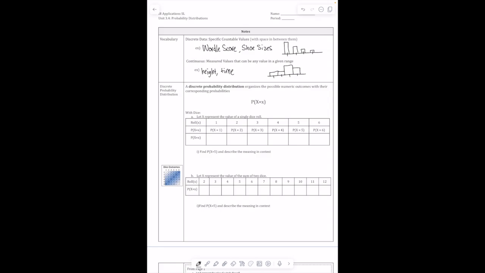We're going to be dealing with discrete data today because we're doing what's called discrete probability distributions. That's when our possible outcomes are numbers, specific numbers, not ranges of numbers, but specific numbers.